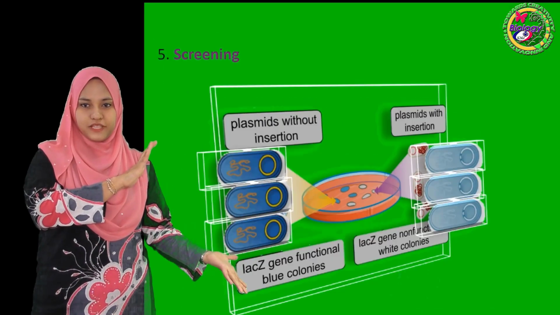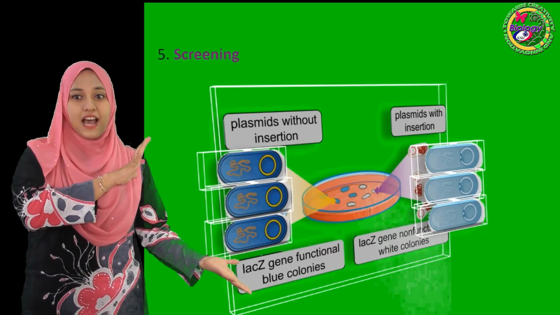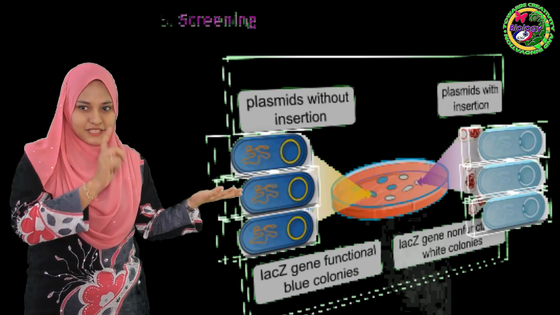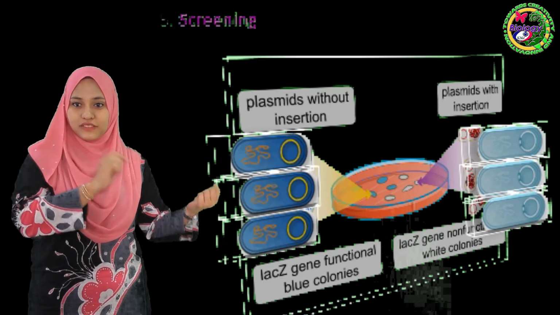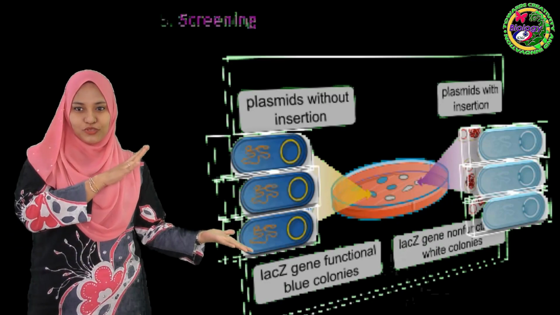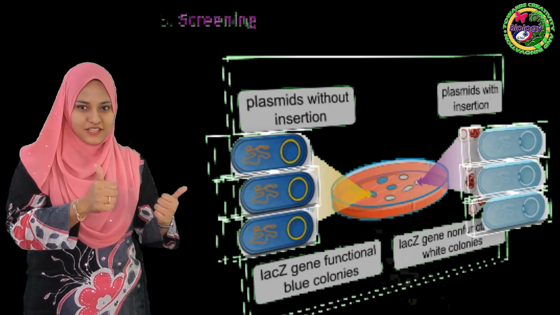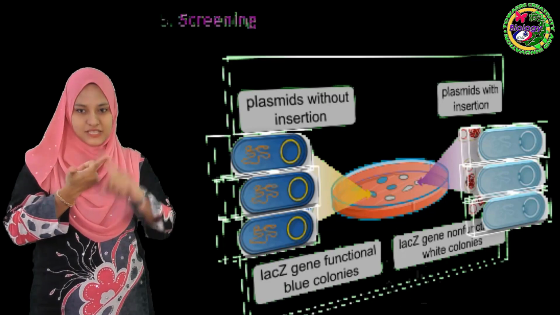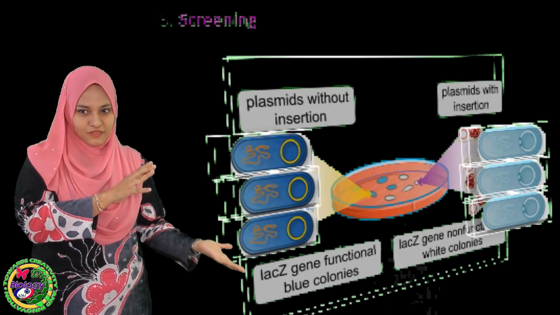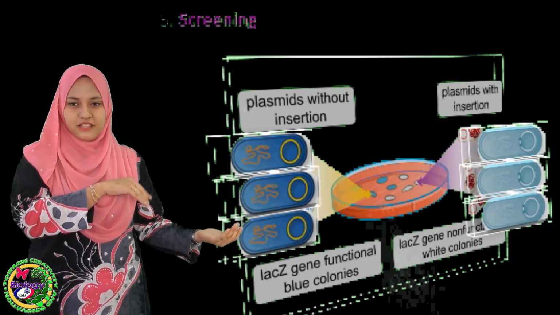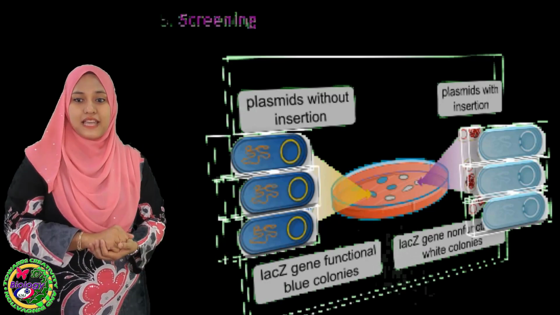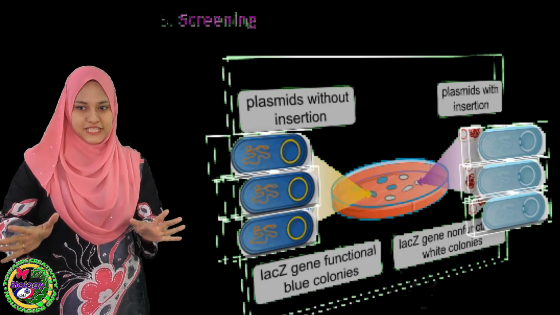So as shown in the diagram here, you can see how blue-white screening works. The plasmid without insertion of the gene of interest will turn blue in color. So remember, blue is due to the LacZ still functioning. So blue means functioning, that is the keyword. While the plasmid with insertion of the gene of interest in the LacZ region remains white in color. Why? Because the LacZ is disrupted or not functioning.